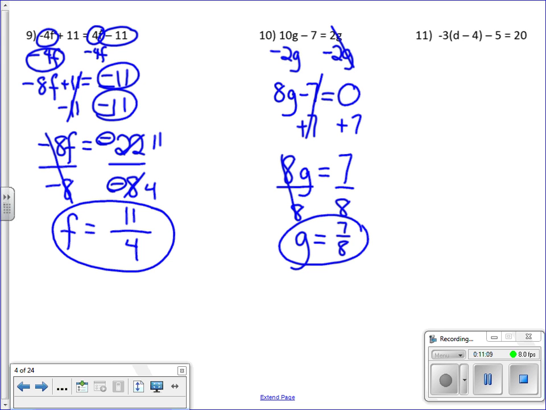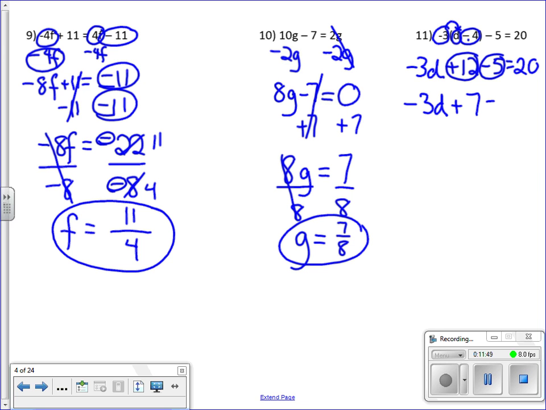All right, on this one here, I need to do some distribution and then combining of like terms. So negative 3 times d, because I'm distributing it there, is negative 3d. A negative 3 times a negative 4 gives me a positive 12. Negative times a negative is a positive. Minus 5 is equal to 20. Don't forget to bring down that minus 5 part, because you can't forget about things like that. All right, now I got to combine my like terms. So I'm combining my 12 and my negative 5, which is going to give me 7. So negative 3d plus 7 is equal to 20.